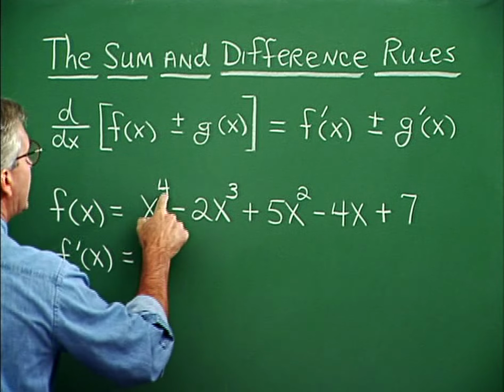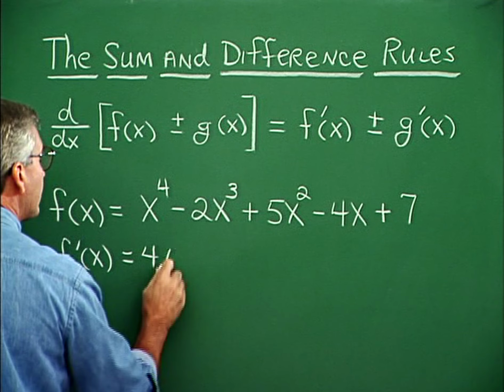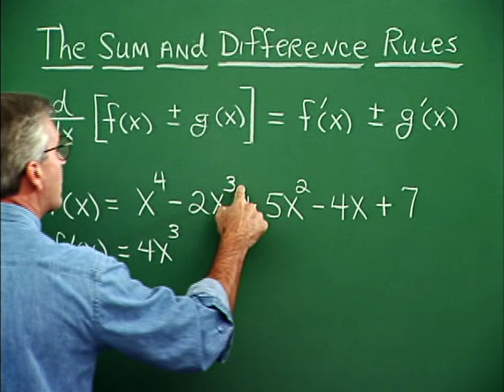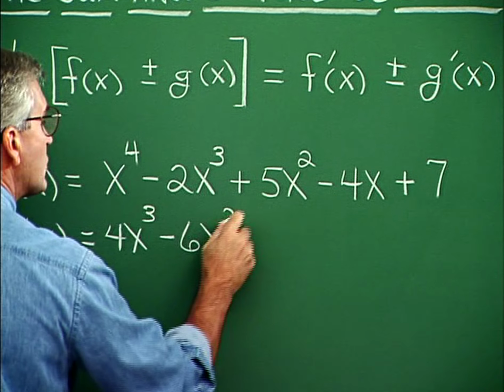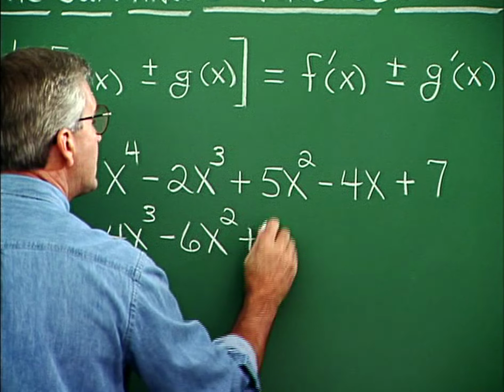So very quickly it is 4x cubed. Now this one, 3 times negative 2, that's negative 6x squared. 2 times 5, 10x. Let's see, the derivative of the x, now to the 1 power, is simply 1, so this becomes negative 4, and then the derivative of 7 is 0, so it goes out. So here very quickly is the derivative of f.